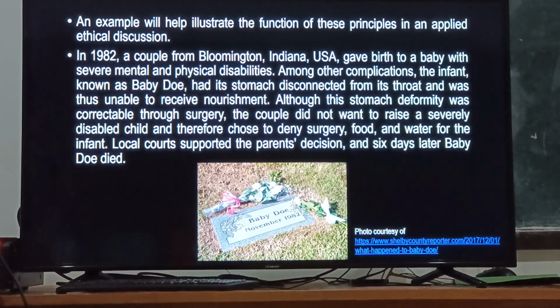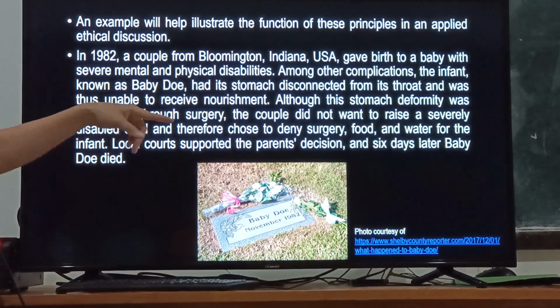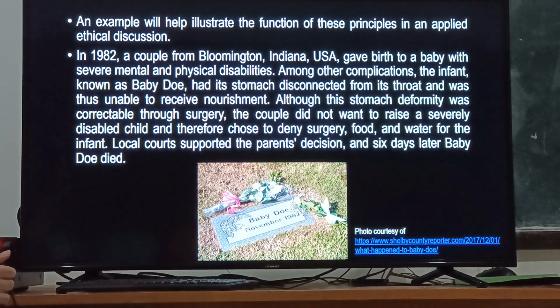So the situation is about Baby Doe who is physically and mentally disabled, but such disability is correctable through surgery. But Baby Doe's parents chose to deny surgery, food, and water to the baby, resulting in the death of that baby.